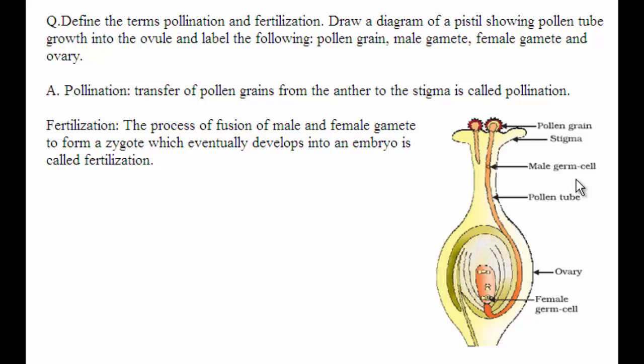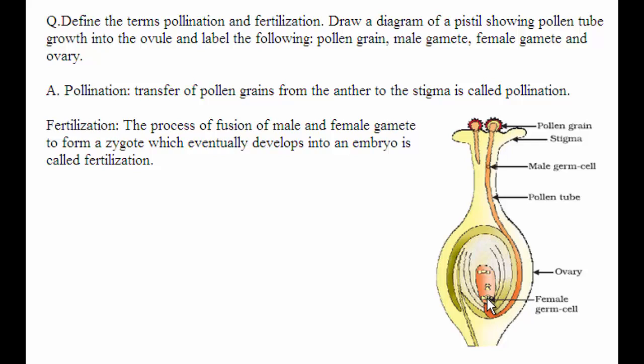male gametes or male germ cells. So basically this pollen tube carries two male gametes. These are the male gametes, or we can say male germ cells. So these male gametes enter the ovule through this pollen tube.